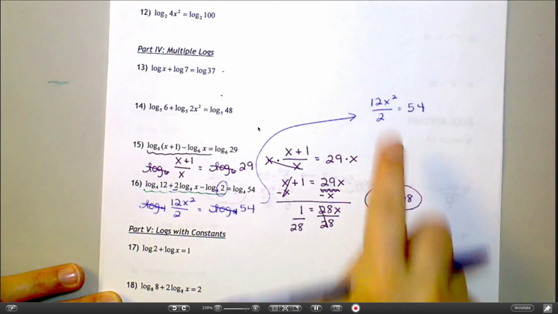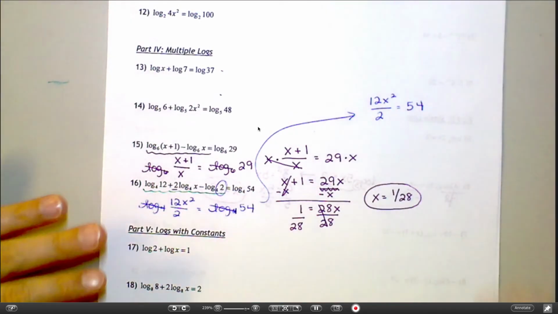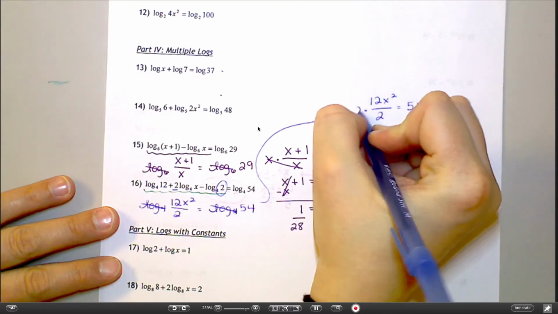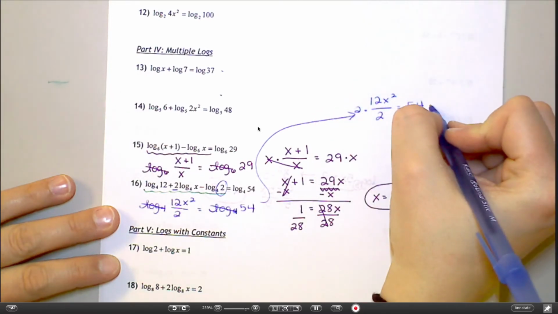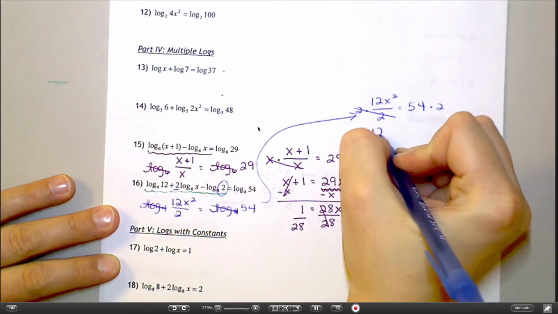Now before I go any further, what can I do here? Okay, I could multiply by 2. I'll do it that way. I was going to suggest that we do 12 divided by 2 and just make that a 6 to begin with, but it works this way.